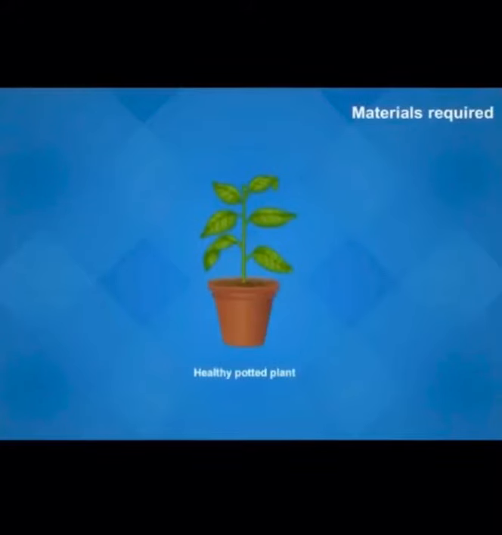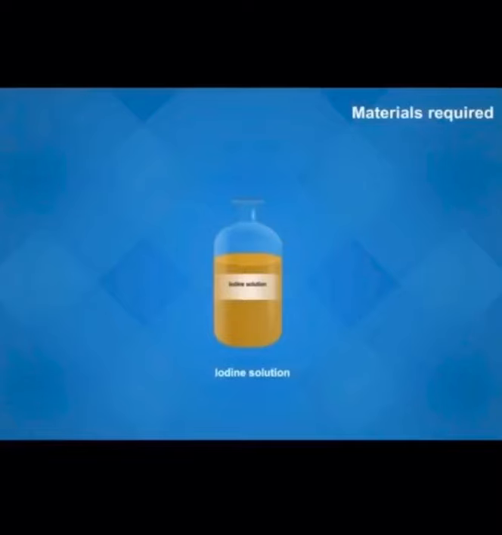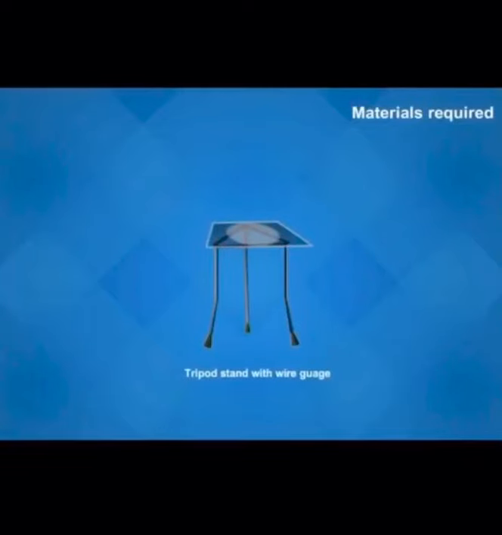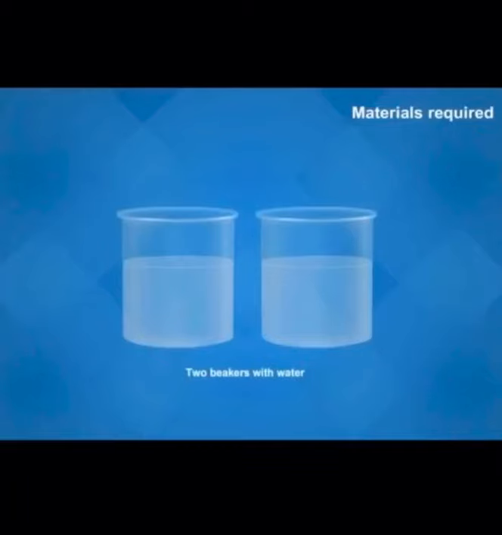Materials required: healthy potted plant, alcohol, iodine solution, dropper, forceps, tripod stand with wire gauge, Bunsen burner, 2 beakers with water, watch glass, test tube.